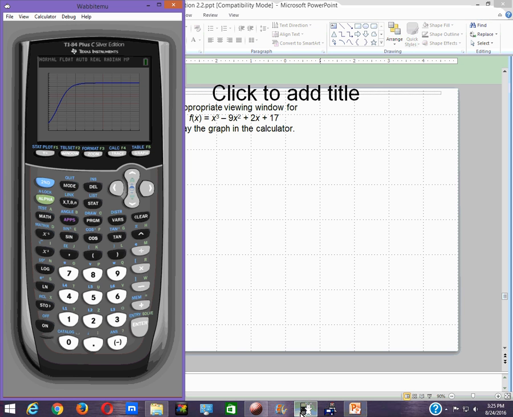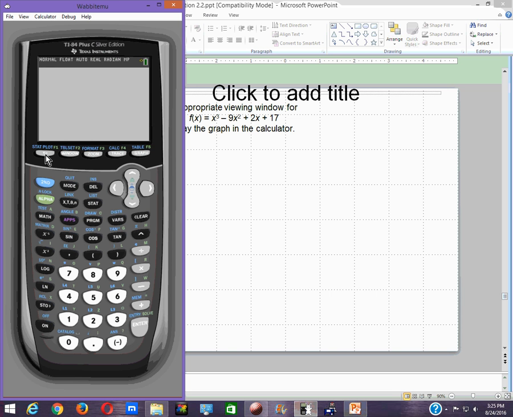Number 2, let's find an appropriate viewing window for this function. F of x equals x cubed minus 9x squared plus 2x plus 17, and display the graph on the calculator. Now you should always start off with the standard viewing window, because maybe it is a good viewing window. So let's get out of this. Let's go to our calculator. Let me quit that screen.